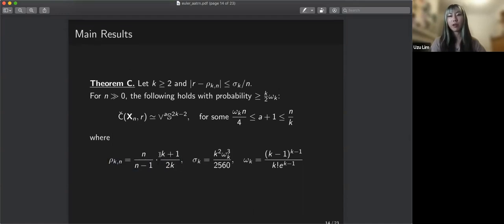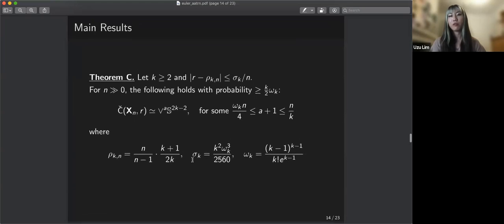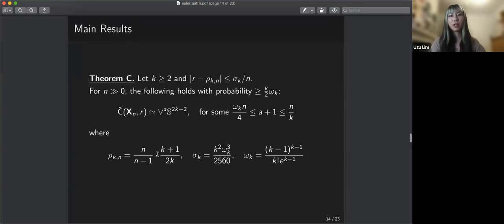And so I separated out the k part, and this is the location of the phase transition sort of behavior from just now, where I'm using the word phase transition differently from the typical literature on this topic. And there's a movement along n. And this sigma k is a pretty small number actually that controls this radius. And omega k is actually the height of the peak from just now. So it holds with probability, and this doesn't go to 1, but it's showing that it happens with at least a certain positive probability that can be computed exactly.